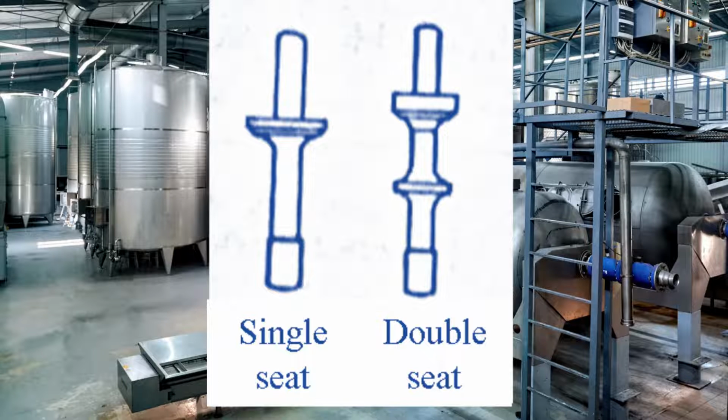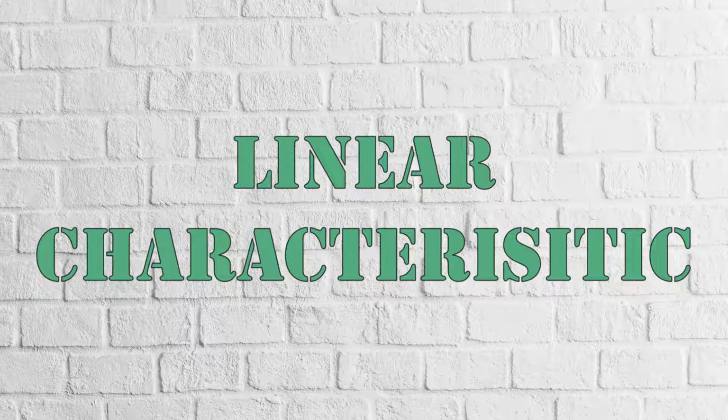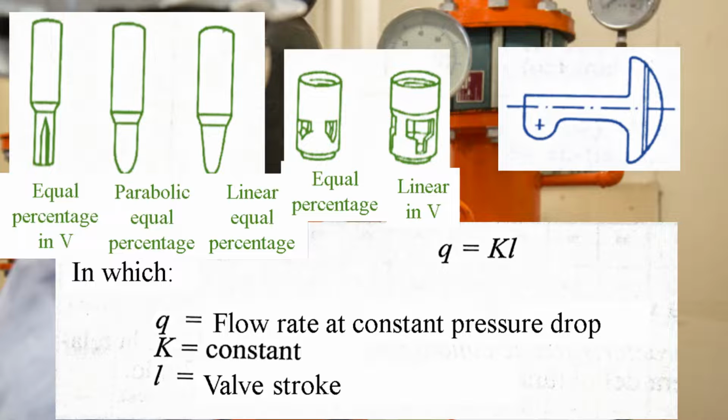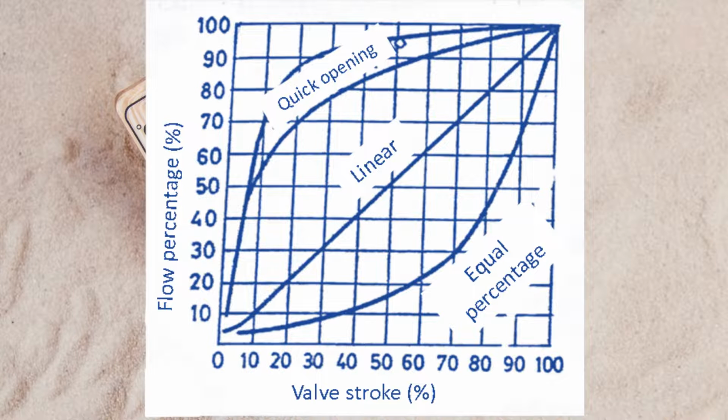The shutter with quick opening characteristic is in the shape of a flat disc, so the flow rate increases a lot at the beginning of the stroke and quickly reaches the maximum. In the obturator with a linear characteristic, the flow is directly proportional to the stroke, according to the equation that can be seen on the screen. Graphically, it is represented by the straight line of this graph.